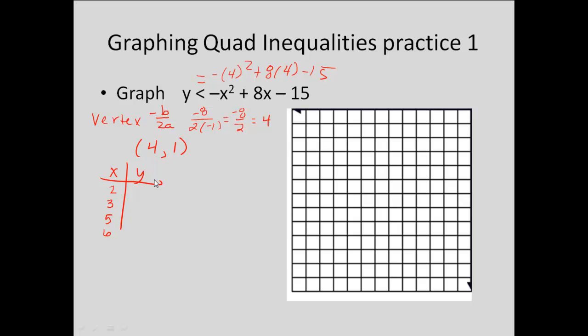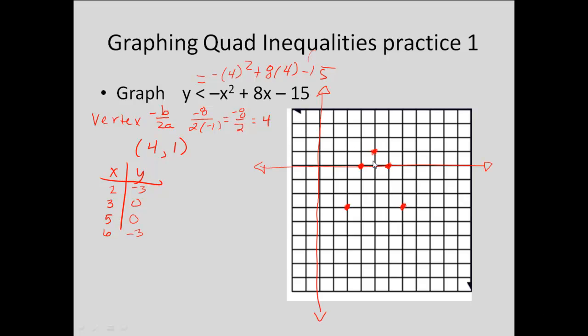When I plug the 2 back into my equation here, I end up getting a negative 3. When I plug the 3 back in, I get 0. When I plug the 5 in, I get 0. And when I plug the 6 in, I get negative 3. So now that I've got my table of values, I can go ahead and plot all of my points.